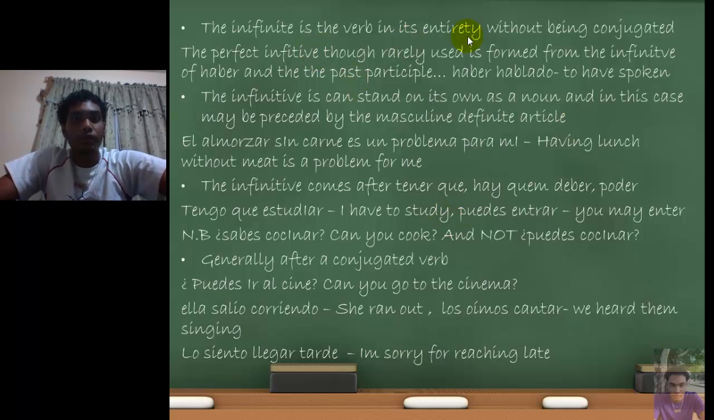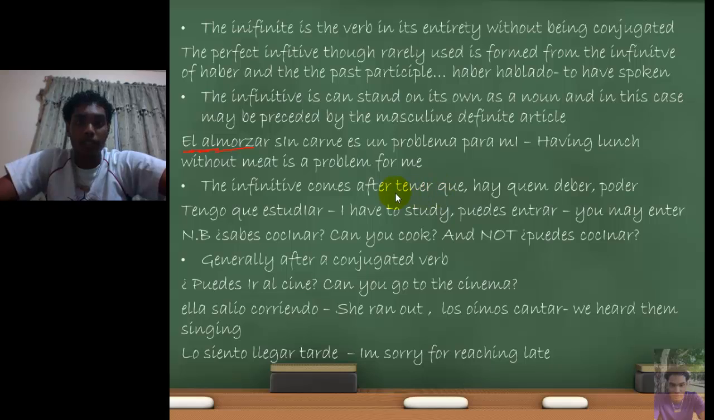The infinitive, it can be used in its entirety without being conjugated, but there are rules governing it. So for example, it can stand on its own, but you need to add el, right? It's not that necessary, but it just sounds better, right? So el almorzar sin carne es un problema para mí. Having lunch without meat is a problem for me, right?